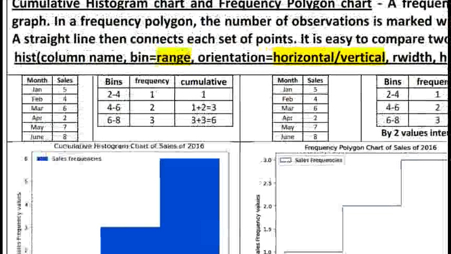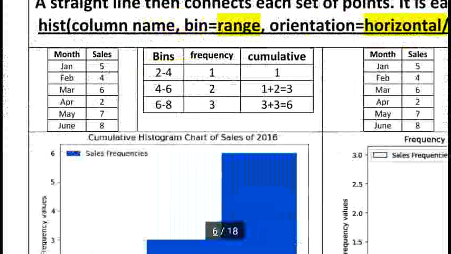First we understand what is cumulative. The data is month and sales: Jan 5, Feb 4, March 6, April 2, May 7 and June 8. But this data we cannot directly use in our histogram. First we take a numerical column. Our numerical column is sales. What is the minimum value? Minimum value is 2. What is the maximum value? It is 8.